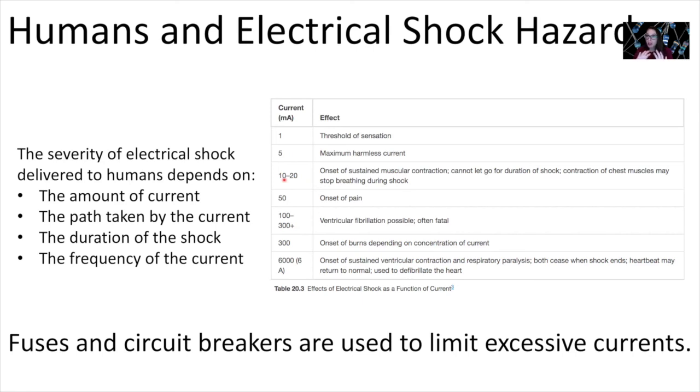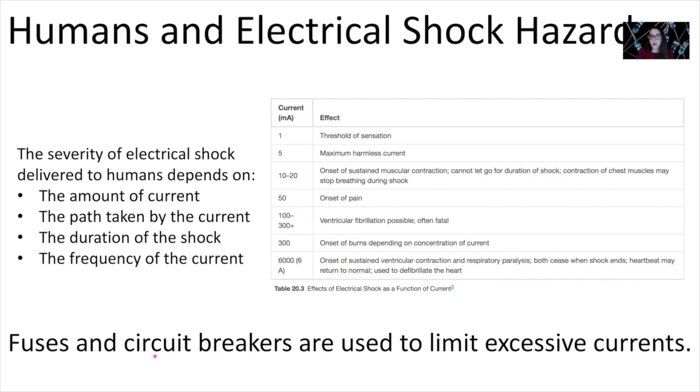And if you're touching a power line and you've got that amount of current running through you, your muscles are going to contract, and that could either push you back and away from the wire as your body spasms, or it could cause you to grab and hold on and not be able to let go of that wire because of the contraction of your muscles. And it can also stop you breathing. We start experiencing pain at 50 milliamperes.